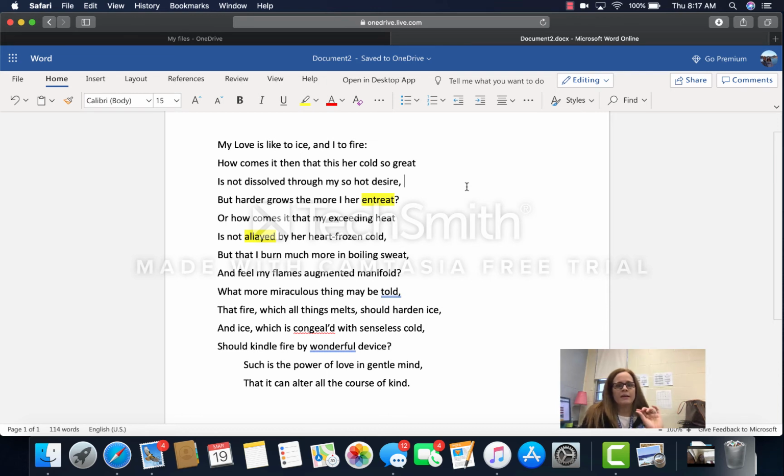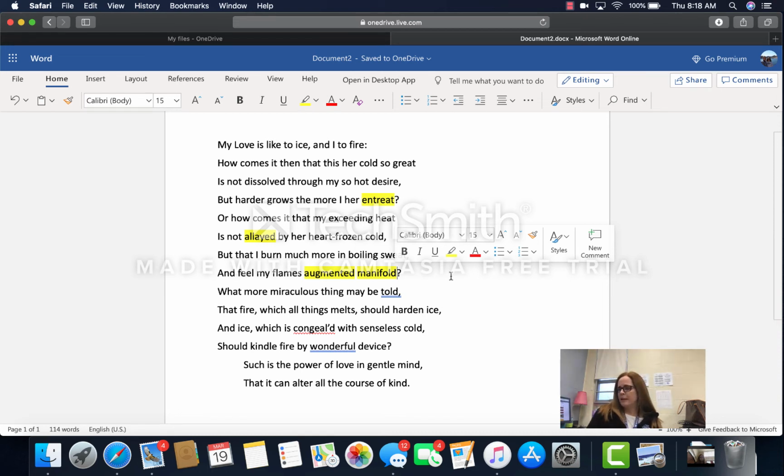Okay. Lines 7 and 8. But that I burn much more in boiling sweat and feel my flames augmented manifold. Okay, so first things first, we have two words that we need to figure out what they mean. Augmented and manifold. So augmented means to make larger, so make the size of something larger. And manifold means to grow in number.